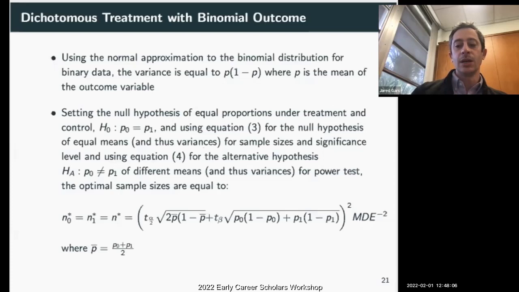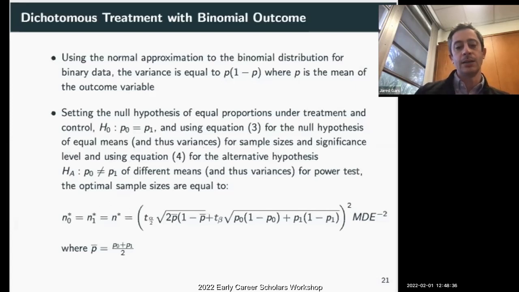And then using equation 3 for the null hypothesis of equal means, and similarly, for the alternative hypothesis, we're going to assume that P0 doesn't equal P1, so they're going to have different means and therefore different variances. What that's going to give us when we put that into the framework we had before for the type 1 and type 2 error, we're going to get the optimal n is going to be equal to this equation here.